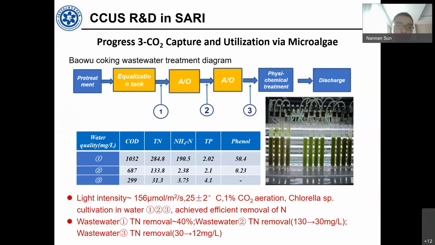And this algae can also be used for the treatment of industrial wastewater. For example, in this slide we show that the wastewater from the steel industry can be treated by our macroalgae, and we can reduce the COD, the total nitrogen content, the total phosphorus content, and the phenol content in the wastewater. So we can also grow the macroalgae for downstream use during the process.